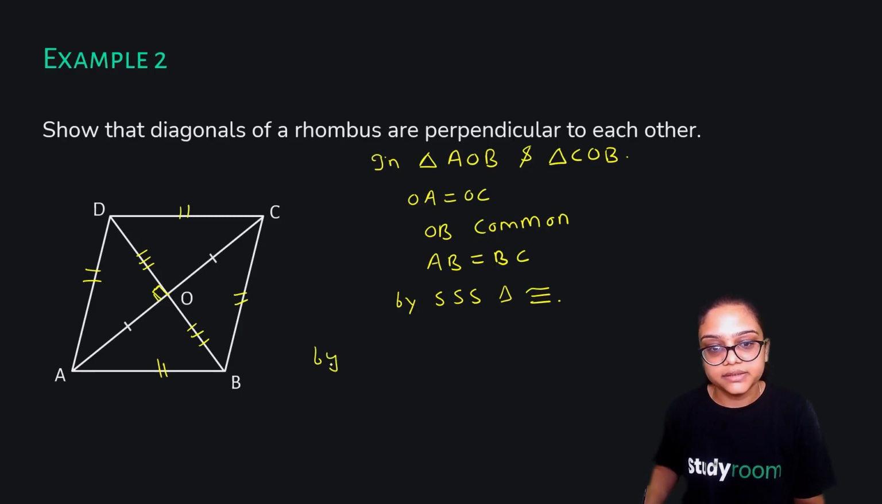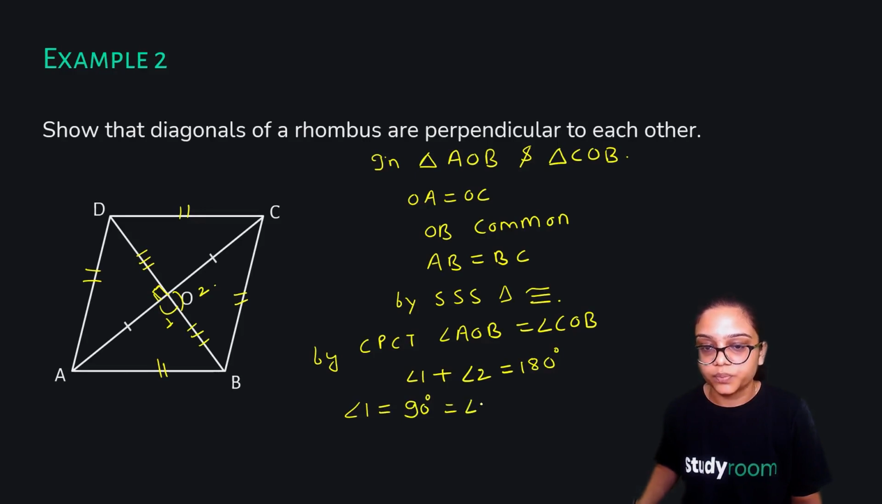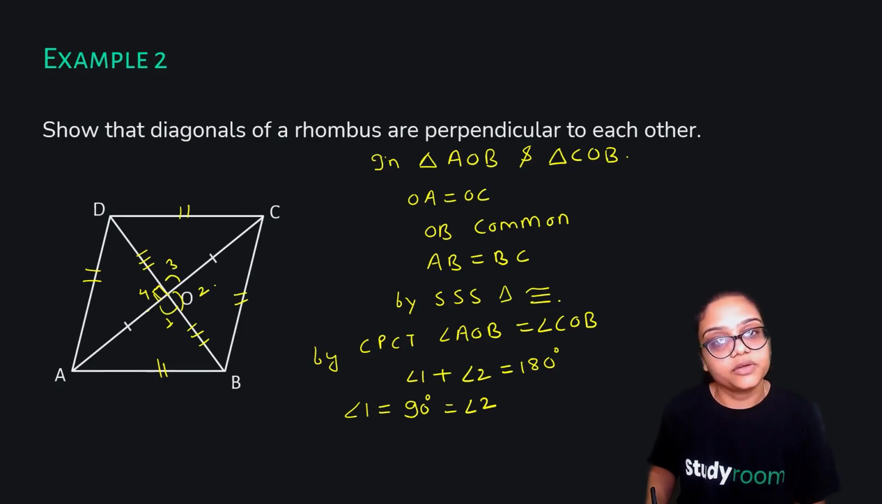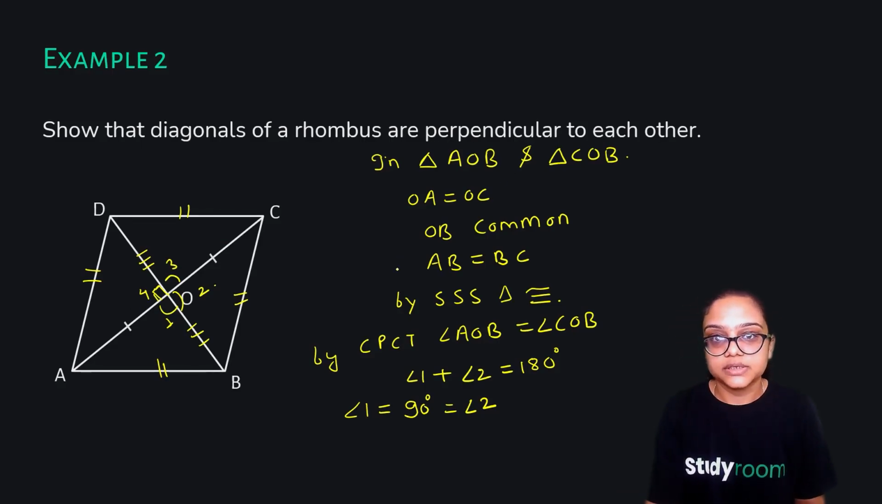Now by CPCT, angle AOB would be equal to angle COB, so this is angle 1 and angle 2. Also we know that by the linear pair axiom, angle 1 plus angle 2 is 180 degrees. So we can state that angle 1 is equal to 90 degrees, equal to angle 2. Angle 1's vertically opposite angle would be angle 3, and angle 2 would be equal to angle 4. Now all are 90 degrees, and hence we prove that the diagonals of a rhombus are perpendicular to each other. I hope you have got the solution.